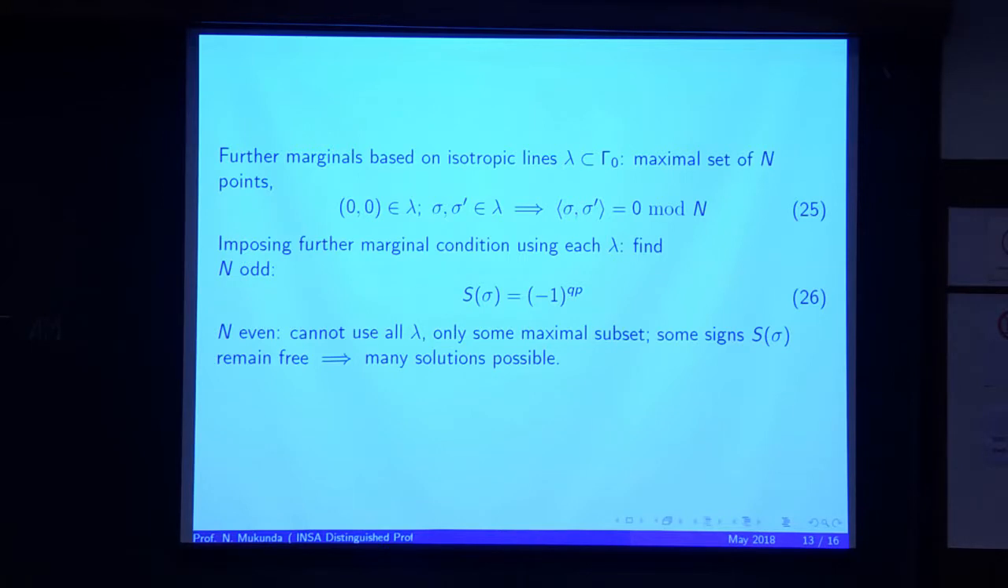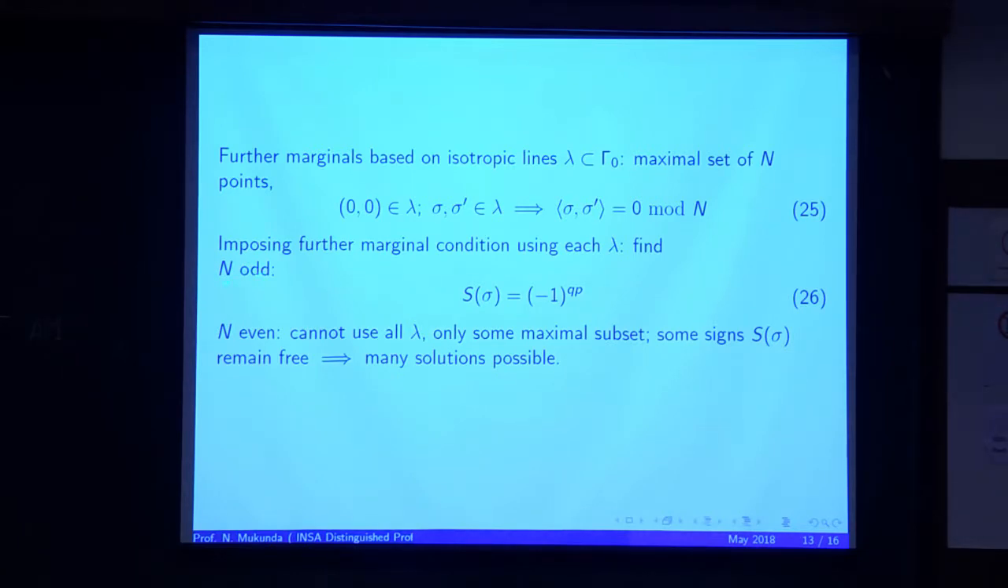So one can ask, can one determine all possible isotropic lines, and then for each line, can one impose a condition on the marginal? The sum over the Wigner function along an isotropic line should be a probability distribution. Suppose you do this, imposing further marginal conditions using each isotropic line. Here are the results, a little bit of algebra.